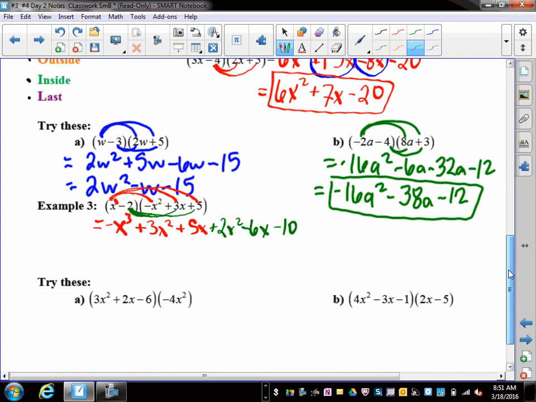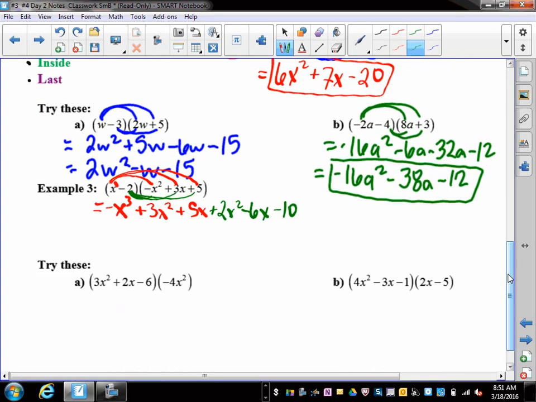Now what do we do? Combine like terms. All right, let's start off with our x cubes. Do you see any other x cubes? No. All right, so that's my only guy. Let's do x squareds next.